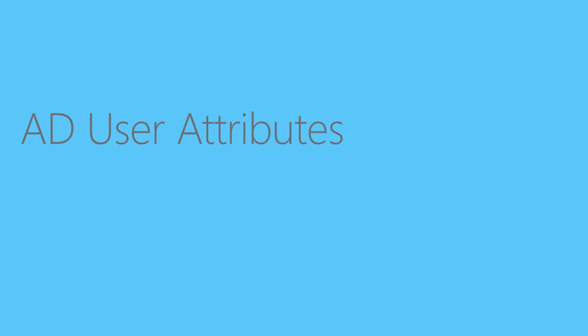Now if we look at Active Directory user attributes, this section is there to show step by step how users evolve from online to on-premises in terms of attributes.